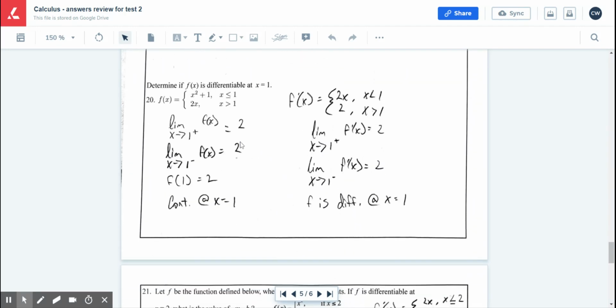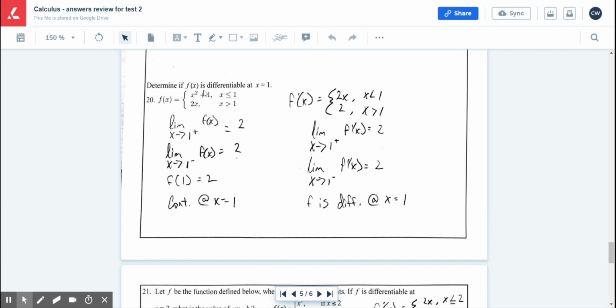All right, 2 more. 20, we want to determine if f is differentiable at x equals 1. So that means I first need to prove that it's continuous. To prove that it's continuous, we have to look at the right limit and the left limit. So I plug in 1 to both of those. They match. I need my function value. Since there's an equal sign, that means I do have a function value. So I plug in 1. That's there. All 3 of those match, which means I am continuous.